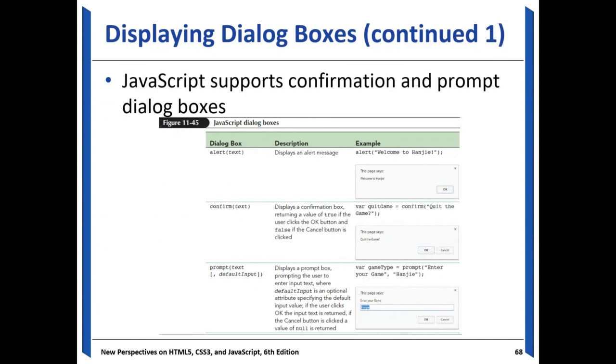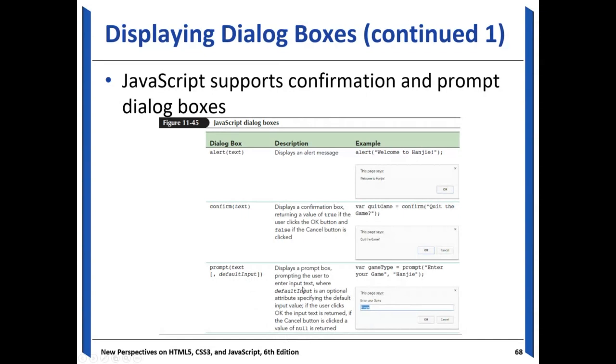See some examples here. We have the dialog box of alert text, which displays an alert message, as in the example we had, alert, welcome to Hanji. So this is what we'll see. The program will not be executed until we click OK. We have the confirm and then the text. In this case, I have the variable quit game equal to confirm and then the text to quit the game.